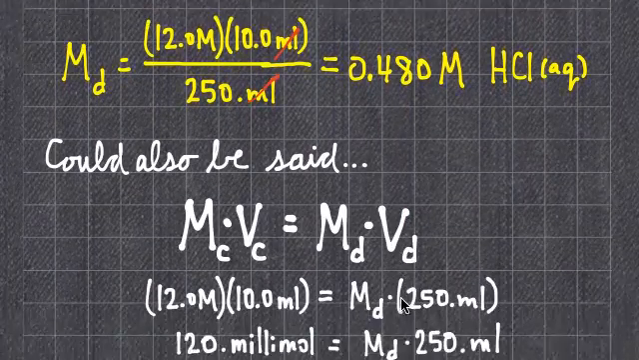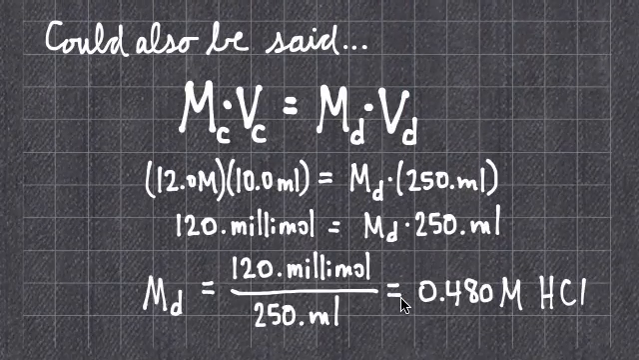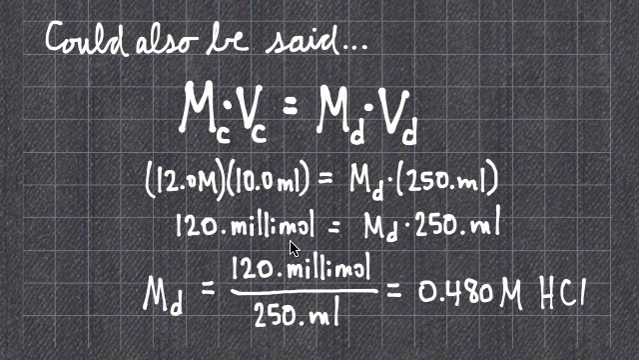Could also solve it this way, and that's to say, wait a minute, what's different? Oh yeah, I could say 12 times 10 is 120 millimoles. So this is 120 millimoles, and this is also 120 millimoles because 0.48 times 250 should give me 120 millimoles.